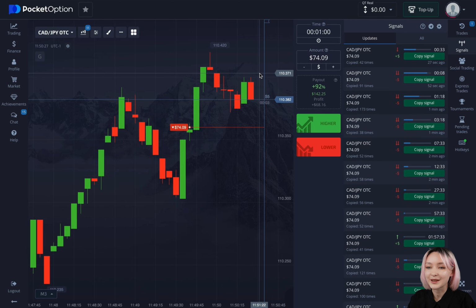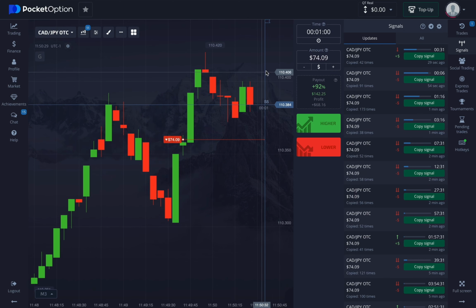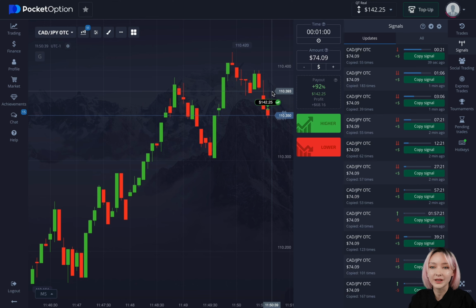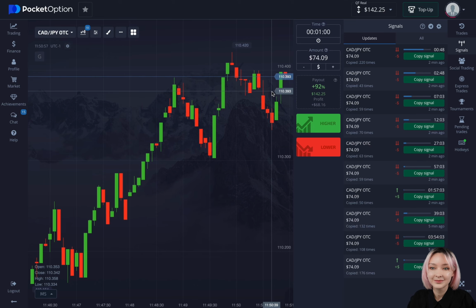So our deal is about to close. The case was extremely risky, however, we do get a positive result. We managed to increase our initial deposit over 14 times in just 10 minutes. That's a magnificent result. Don't you agree?